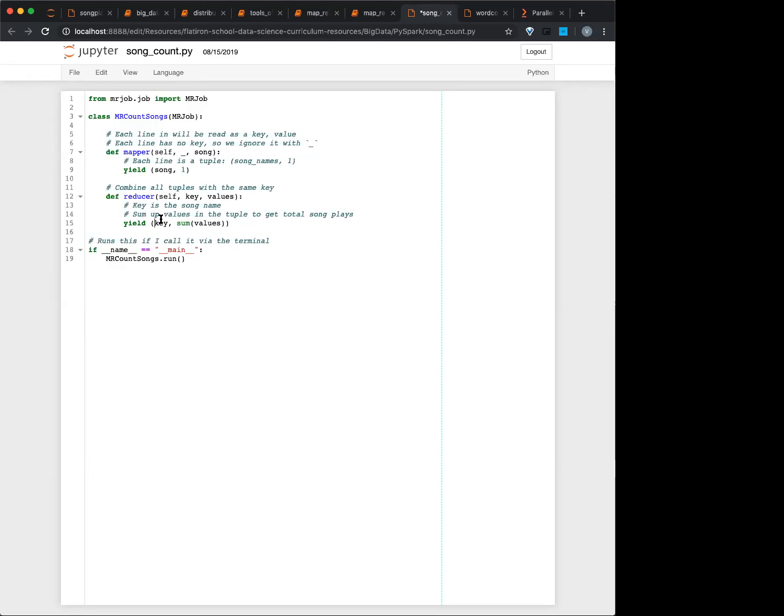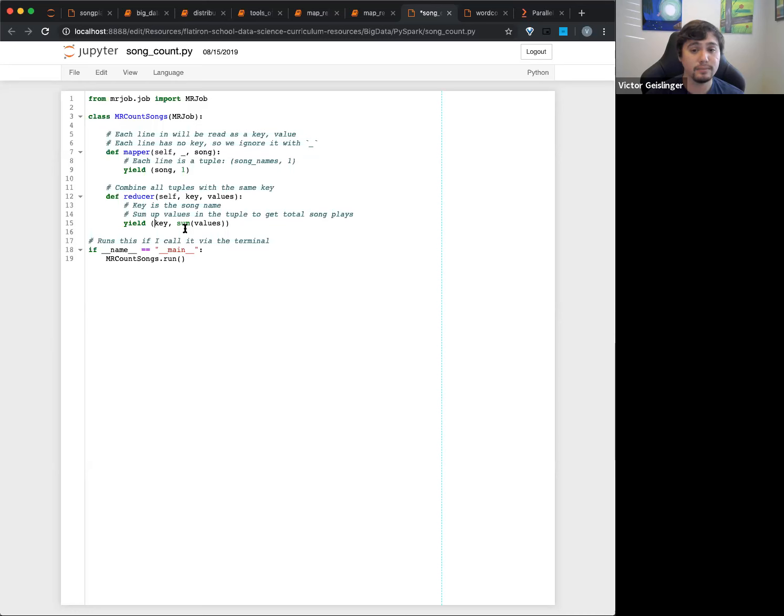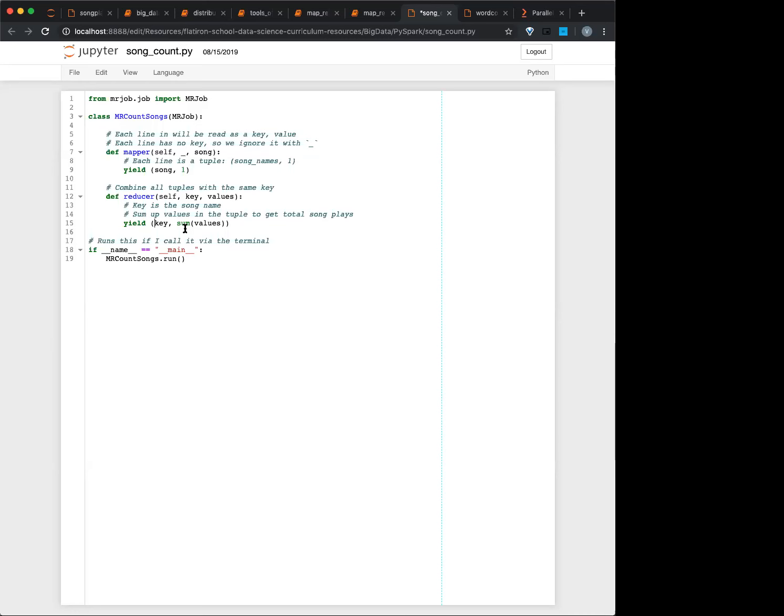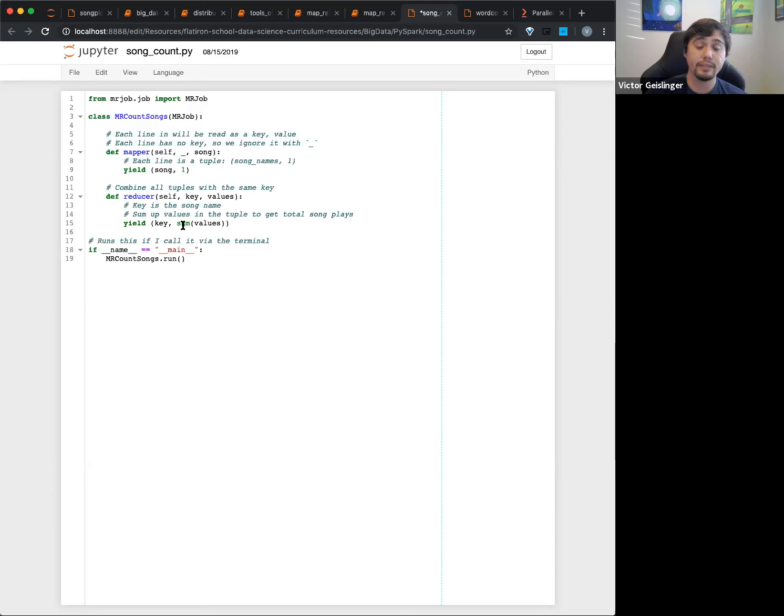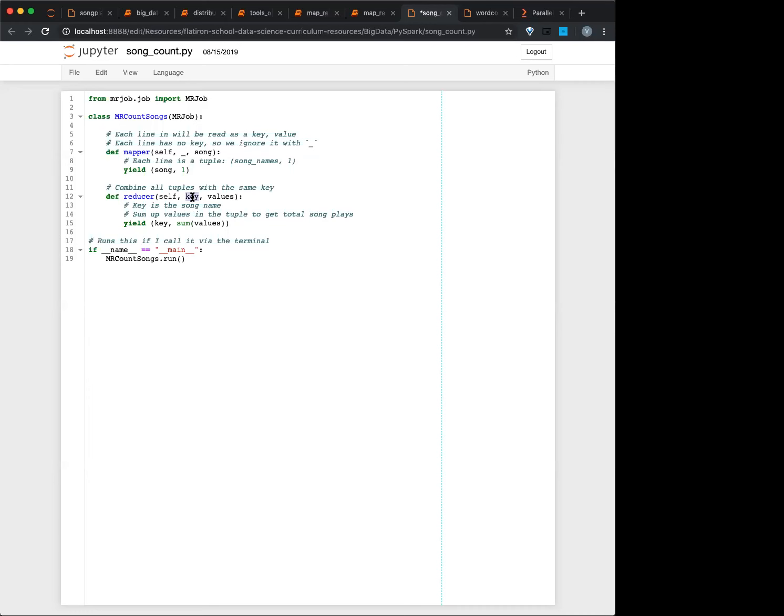Sorry, how would this output? Would the yield output all the different keys at once? What would the output of the reducer look like? It would be like three different keys. Oh, actually, no, I think I get it. Yeah, it would be all of the keys and their relevant sums. I was just wondering if it would be one at a time.